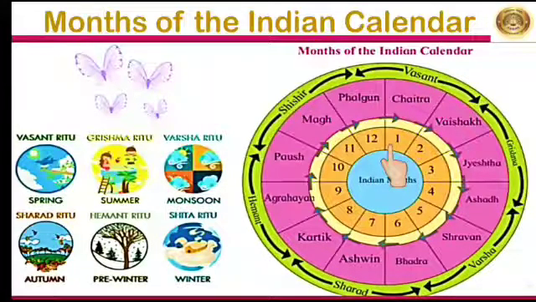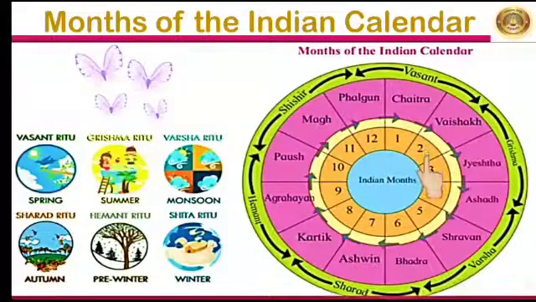This year starts from the month of Chaitra. The first month of this year is Chaitra, and the Indian calendar ends on the month of Falgun, Phalgun. Now we will start reading each month one by one. The first month of the Indian calendar is Chaitra.